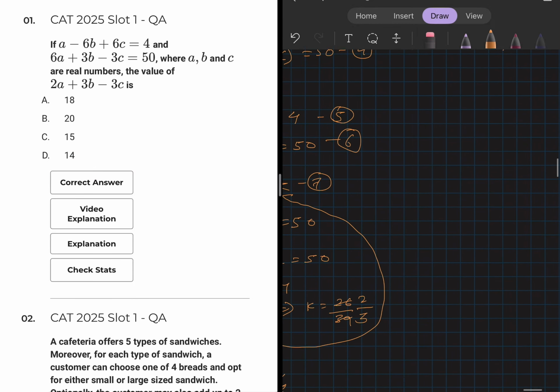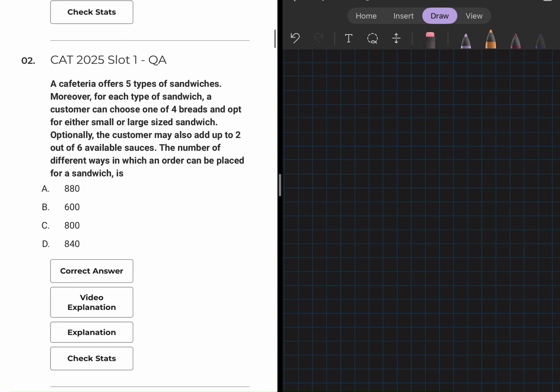Now let's look at question 2. So here this is a permutation and combination question. What we have is a cafeteria that offers 5 types of sandwiches. For each type of sandwich, a customer can choose 4 types of breads, and they can opt for either a large or a small sized sandwich.